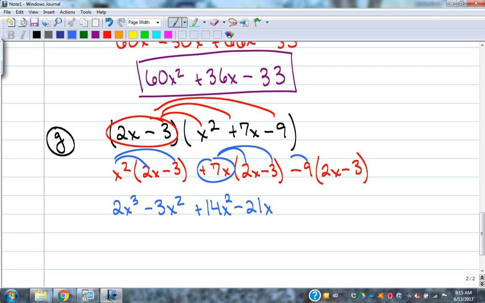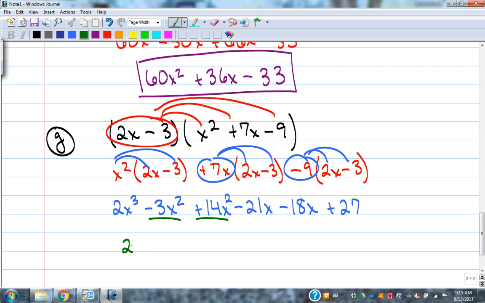And then we're going to distribute a negative 9 to both of those pieces. So that'd be negative 18x, and negative times negative is positive. 9 times 3 is 27. So again, it was a longer problem at the beginning. It was a longer problem in the middle. So that means we should probably have more like terms to deal with here. And we do. We've got some x squareds to put together.